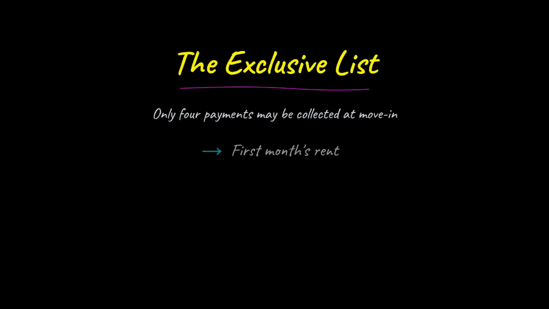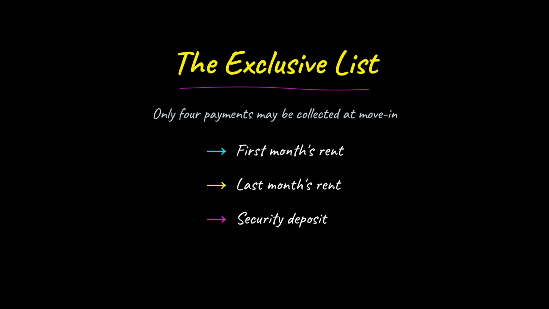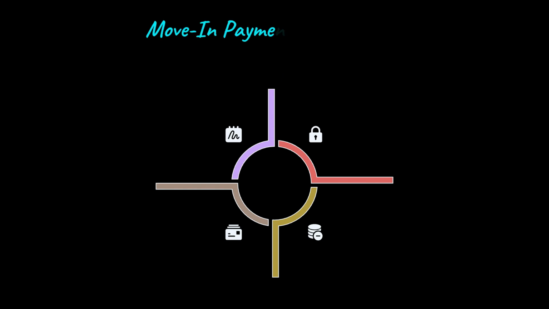At move-in, a landlord may lawfully collect only 4 things: the first month's rent, the last month's rent, a security deposit, and the cost of a new lock and key. Nothing beyond these 4 is permitted, no matter how ordinary another fee might sound.